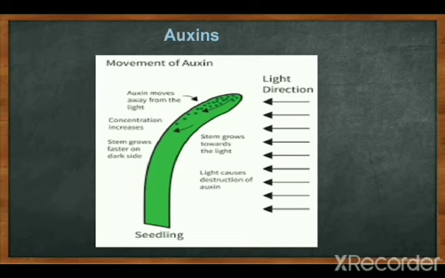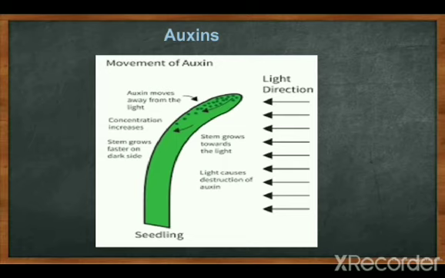Next, the root of the plant grows downward and the shoot grows upward. This tropism is called geotropism. Geotropism means earth tropism, that is, the earth stimulus. The root shows positive geotropism, but the shoot shows negative geotropism. This behavior is also due to auxin.